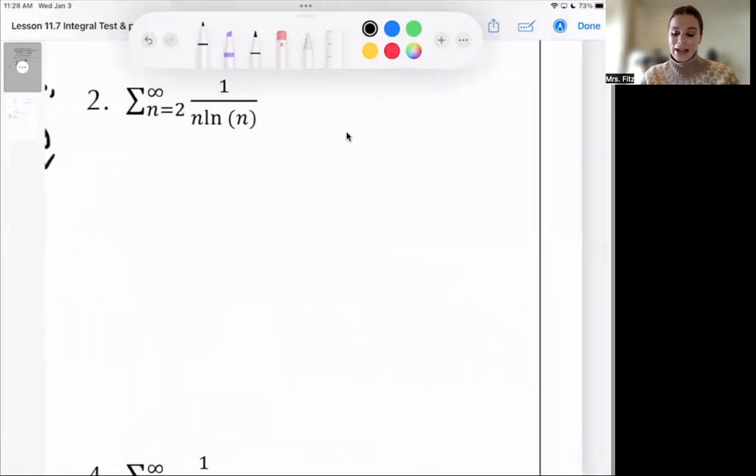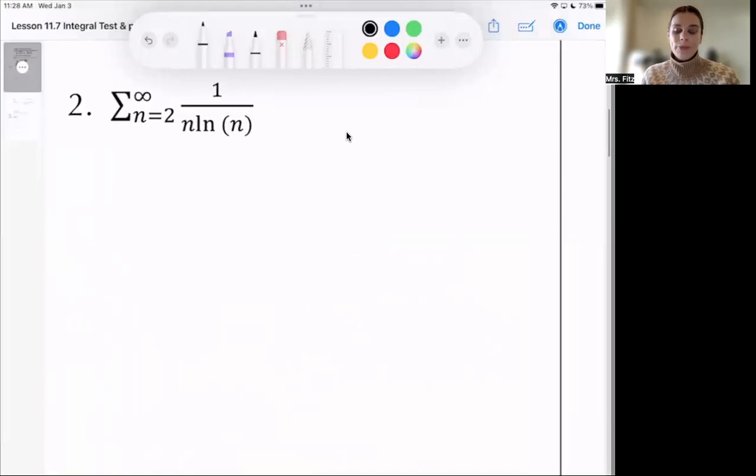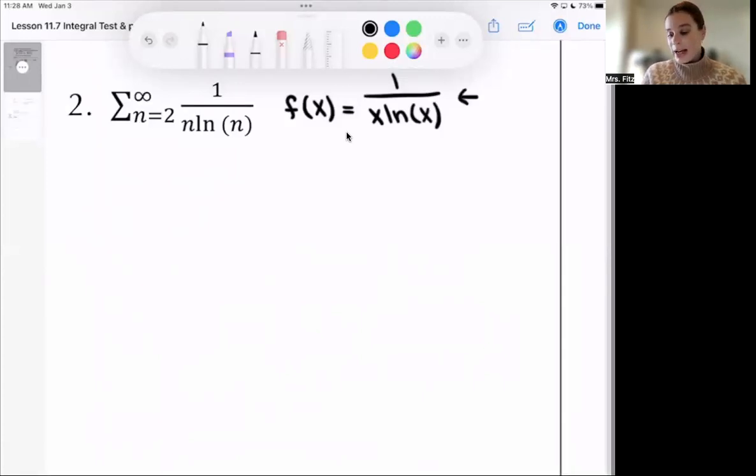Okay, so let's take a look at number 2. We are finding the sum from n equals 2 to infinity of 1 over n times the natural log of n. Okay, so first we need to establish our initial conditions. So f of x in this case is 1 over x times the natural log of x. And we need to show or state that this is continuous, positive, and decreasing from 1 to infinity. Well, it looks like we don't have any discontinuities from x equals 1 to infinity, because the only one would be at 0. So it looks like it is continuous.